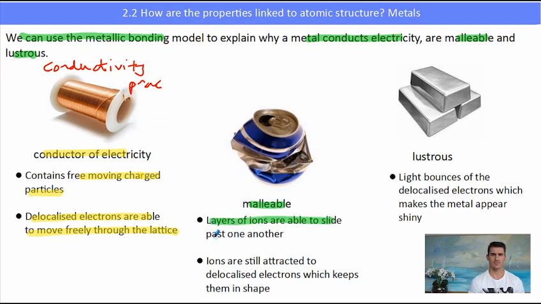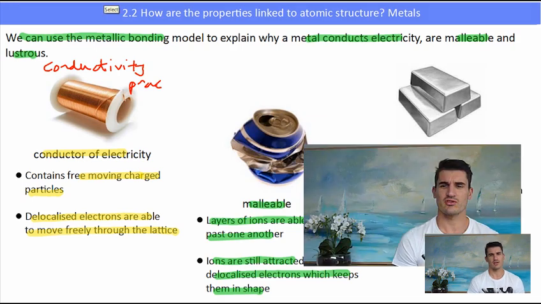So metals must contain free moving charged particles, and it is the delocalized electrons that are the free moving charged particles in a metal. They're malleable because the layers of ions, if they're hit with enough force, can slide over one another. When they slide over each other, they're still attracted to the delocalized electrons, so they can hold their shape. Metals are lustrous or shiny because the light reflects off the delocalized electrons.